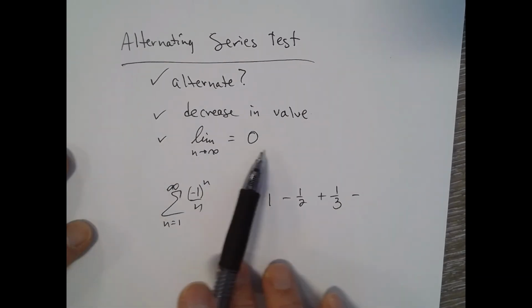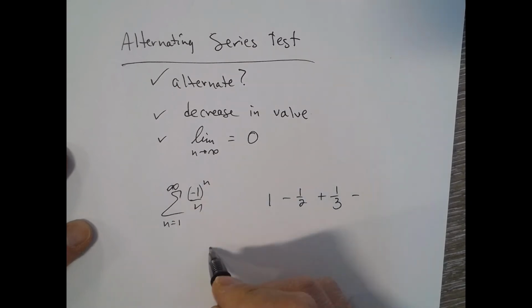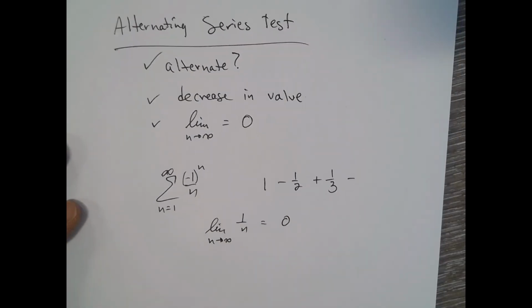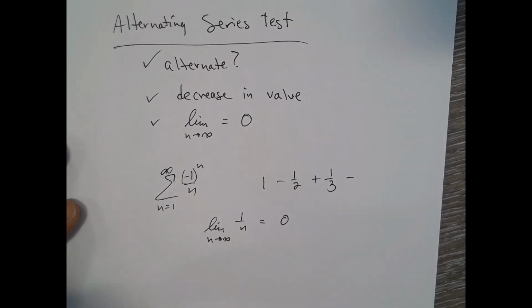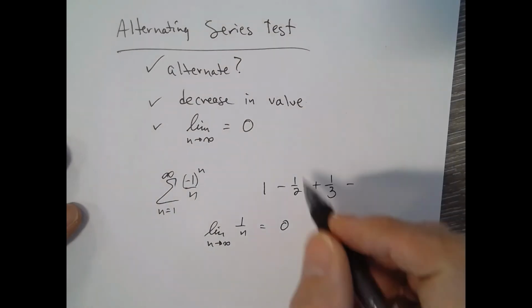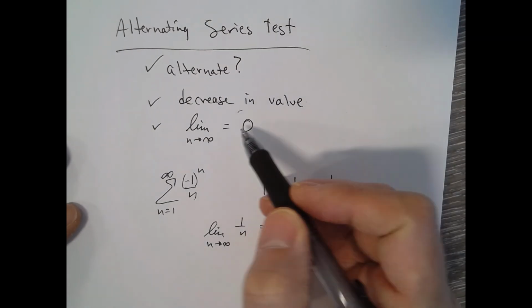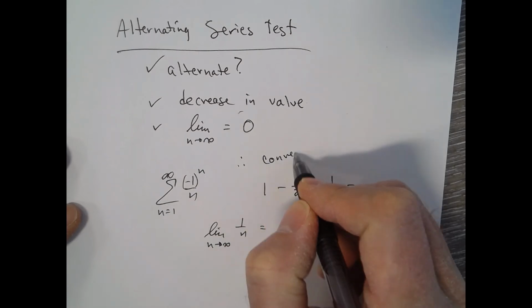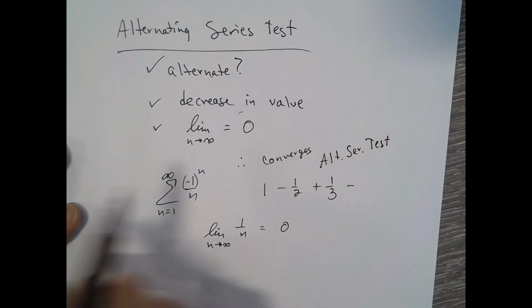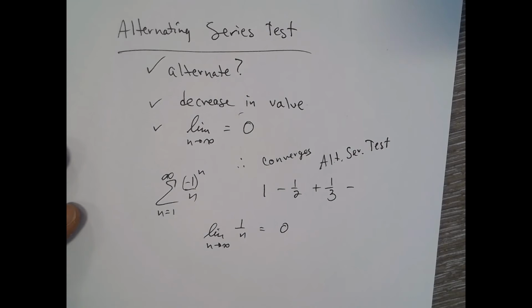And what about the limit as n goes to infinity? Is it equal to 0? The limit of 1 over n as n goes to infinity is in fact equal to 0. So it checks all three. On a quiz or a test, what you need to write is it alternates, decreases in value, the limit is 0, therefore converges. Alternating series test. So just ask those three questions. If it meets all three, then it converges. All right.